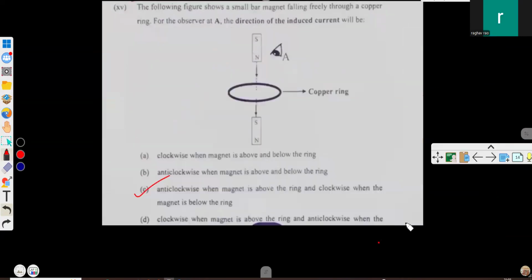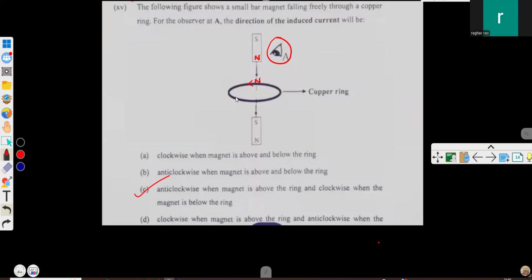Next, this is one good question. As the observer is present here only, the observer is not going to change. Observer I is present there only. Now what he sees: first this is the North Pole. The top part of the ring will also become a North Pole as the magnet is approaching, due to Lenz's law. Then the anti-clockwise current will be flowing in this copper ring.